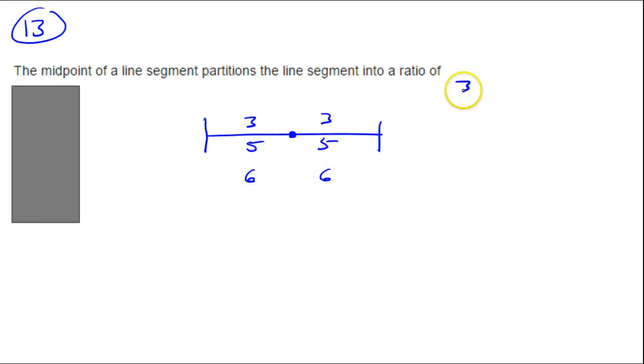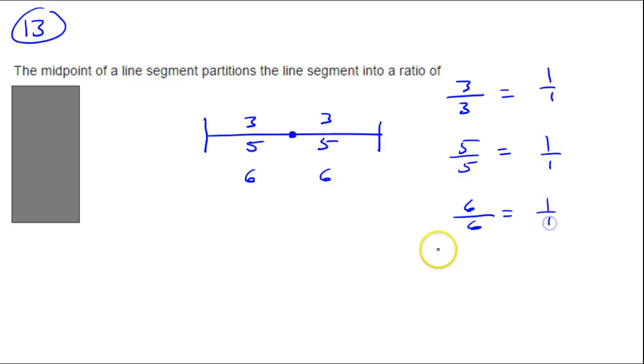But think about all these fractions. If I do 3 to 3, what does that reduce down to? 5 to 5, what does that reduce down to? 6 over 6. They all reduce down to 1 to 1. All these ratios reduce to 1 to 1. So if it's at the midpoint, they have to be the same on both sides. So that means it has to be a ratio of 1 to 1. It's the same on both sides, 1 to 1.